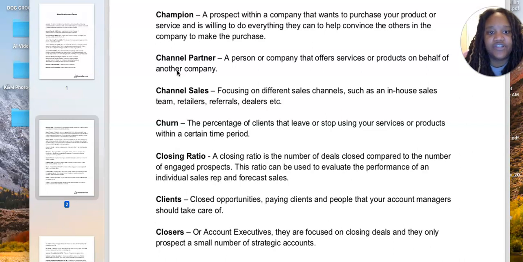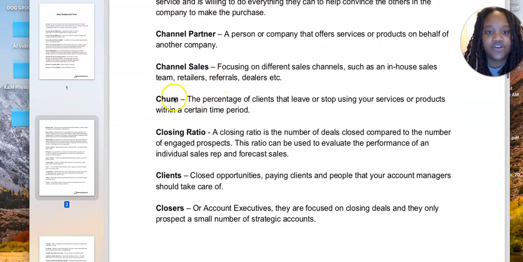Okay, next we have channel sales, which focuses on different sales channels, such as an in-house sales team. We have realtors, and then referrals and dealers.